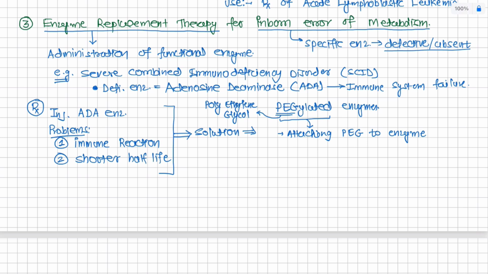This modification gives the enzyme a much longer half-life in the body. It stays active for much longer. These pegylated enzymes are now produced using recombinant DNA technology.